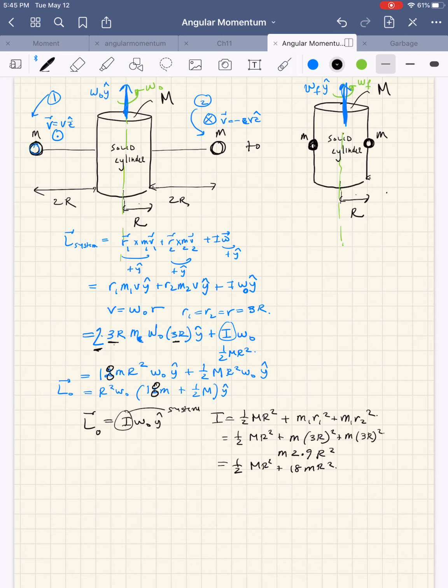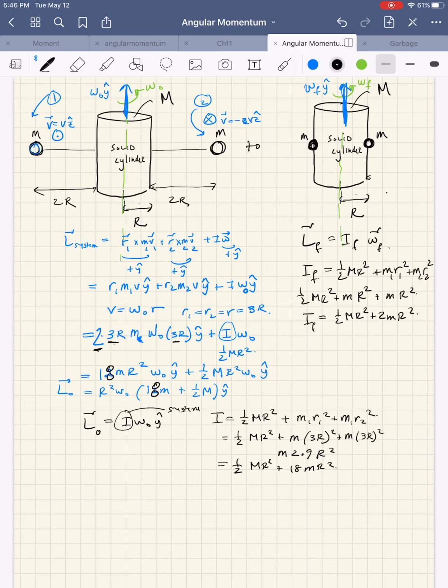Let's find the final. So let's do it the easy way this time. Let's just find the final moment of inertia. It'll be the moment of inertia of the cylinder plus the point masses. And I already know they have the same mass, but now they're a distance of r away instead of 3r away. And so the moment of inertia final is 1/2 mr squared plus 2mr squared.